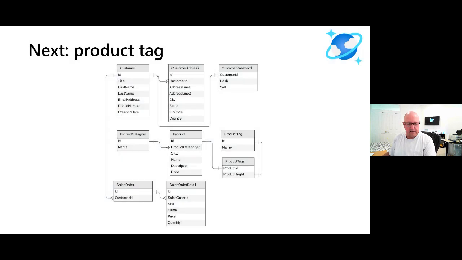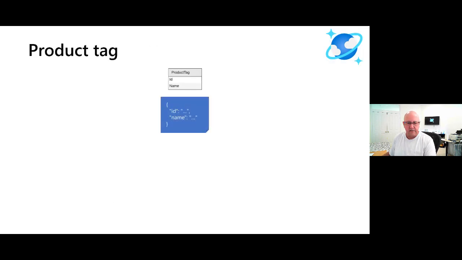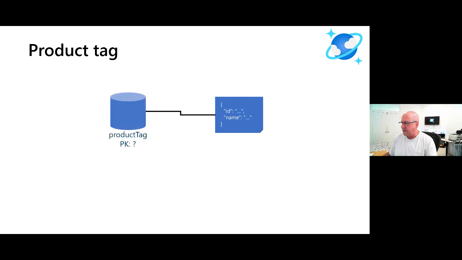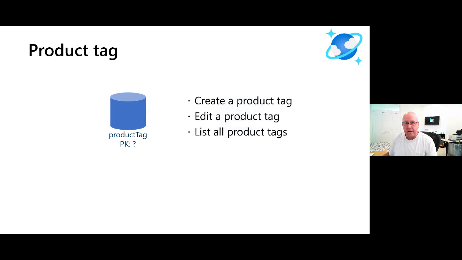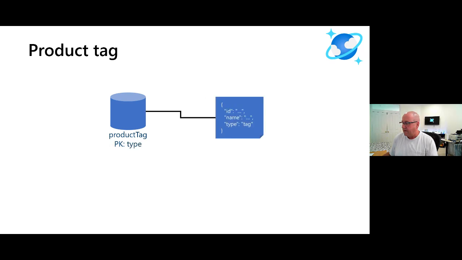Okay, next we'll look at product tags here. I'm going to apply the same process here by defining a JSON document. We're going to store it in a container called product tag. Again, we got to look at our access patterns here. What are we going to do? We're essentially going to do the same thing. So let's just apply the same strategy. We're going to create a type property here, give it a value of tag, and then my partition key is going to be type for this container.